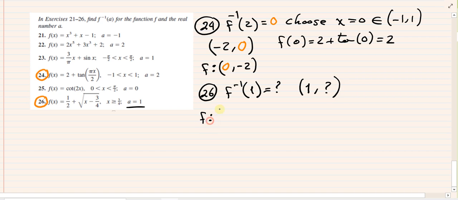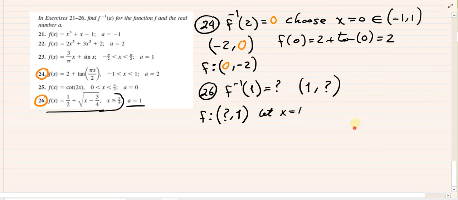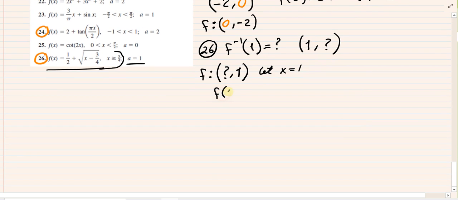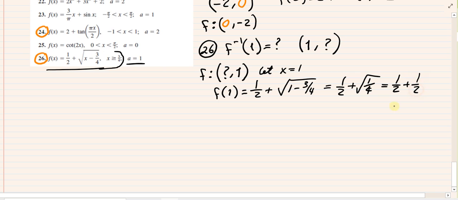Now that means with respect to the function, we have to find for what x the function will be 1, this being the function. So for this one, x has to be greater than 3/4 in this case. So greater than 3/4, let's choose 1. I don't know, I'm going to let x be 1, a number that will work hopefully. So f at 1 is going to be 1/2 plus square root of 1 minus 3/4, and 1 minus 3/4 is 1/4. Square root of 1/4 is 1/2. 1/2 plus 1/2 is 1. Perfect. So f at 1 gave me 1. Remember, this is a guessed value.